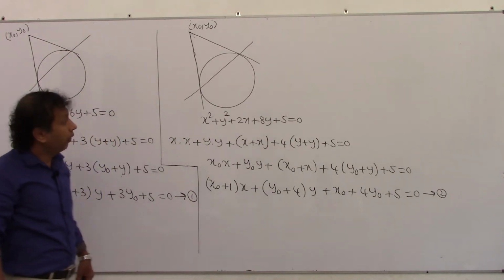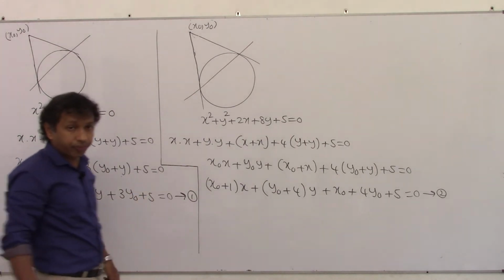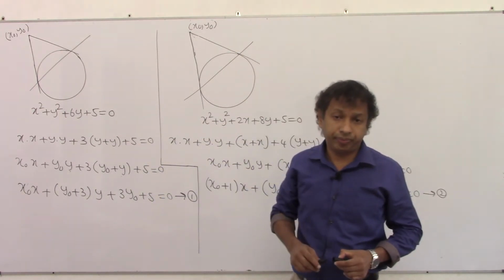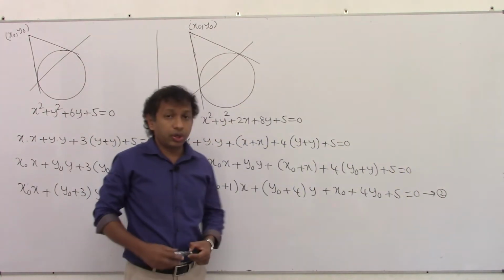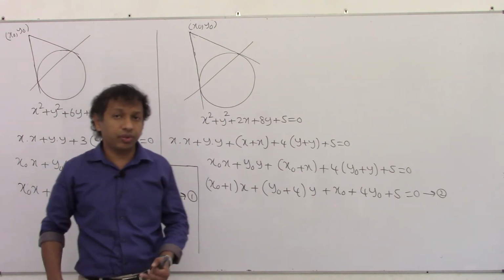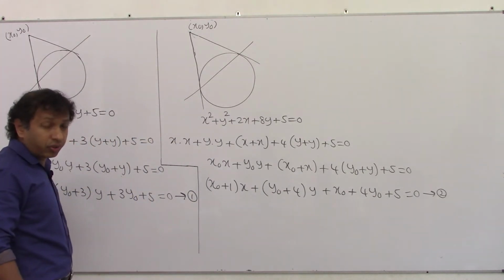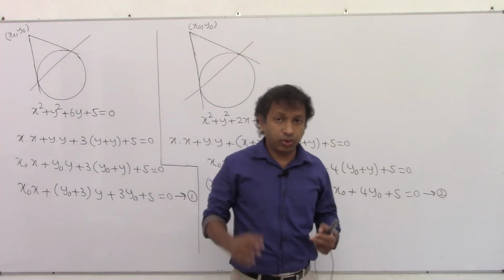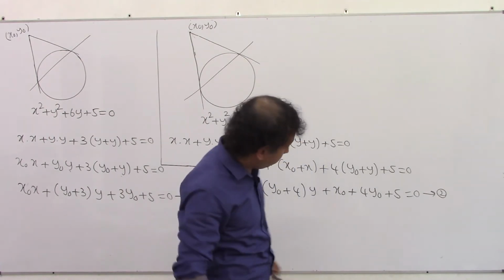Right. Now this chord of contact has the equation this. This chord of contact has the equation this. Now we need these two chords of contact to be the same. Then this number 1 and this number 2 both should represent only one line. Therefore, the ratio of the coefficients of x, the ratio of the coefficients of y, and the ratio of the constant terms in the equations of the lines should be equal. Right? Then write down like this.